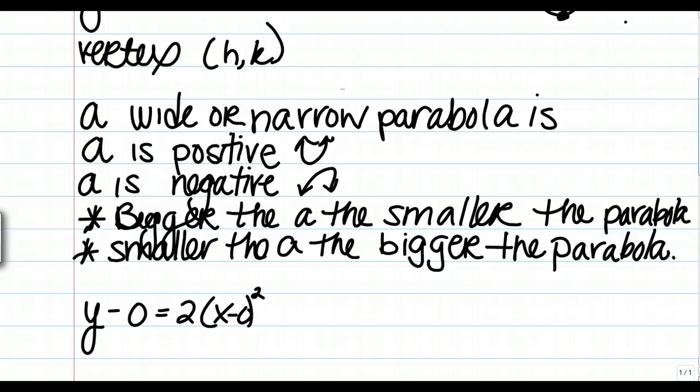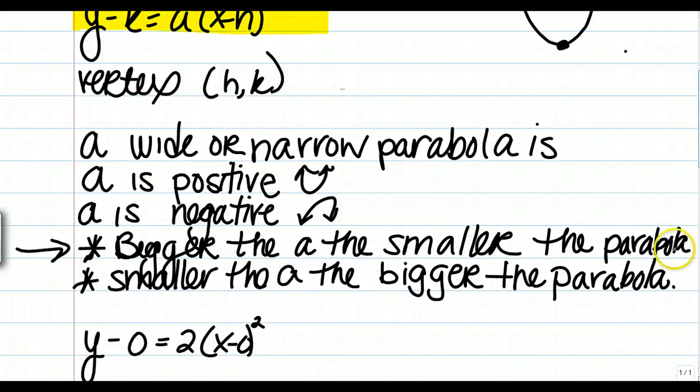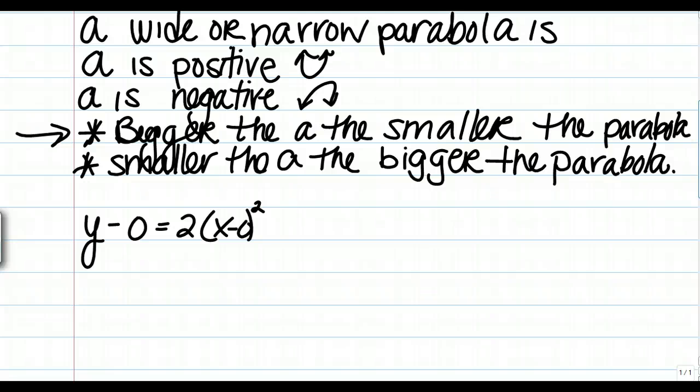The a in the equation, if you look here, this a, tells you how wide or how narrow the parabola is. So when you look down here, I have the bigger the a, the smaller the parabola, and that means that it's more narrow. The smaller the a, the bigger the parabola is, so that means it's wide. So if a is positive, you have a parabola that is facing upward. If the a is a negative number, then you have a parabola that is facing downward. So these are the rules that you have to know in order to solve and graph parabolas.